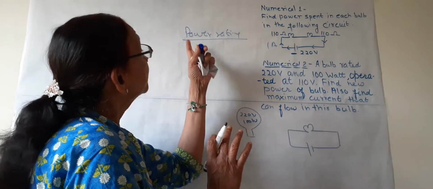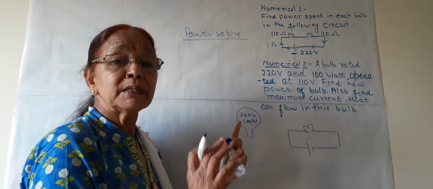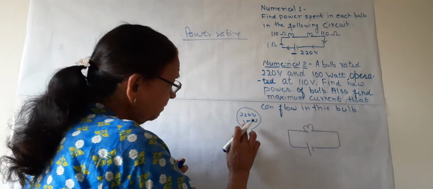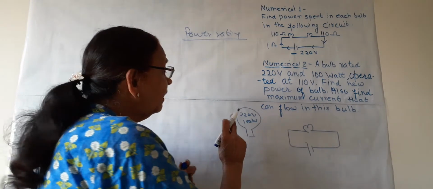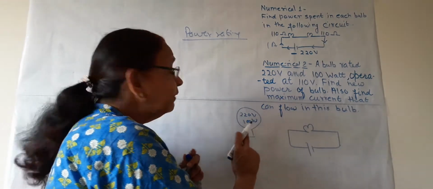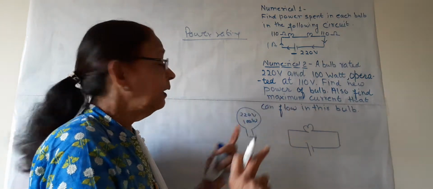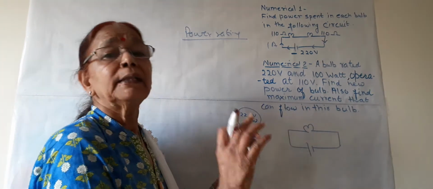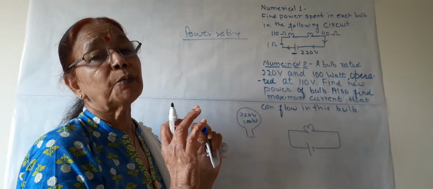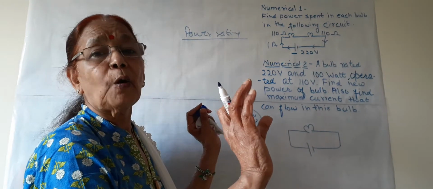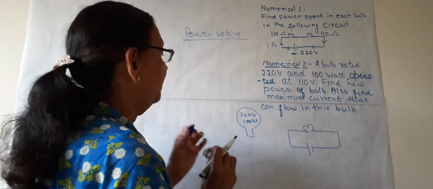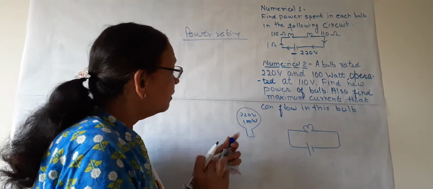What is the power rating or rating of this bulb? It can glow with 100 watt if the voltage is 220. If 220 is given, then it will give 100 watt power, otherwise not. So this is the power rating. And what is fixed for this bulb?